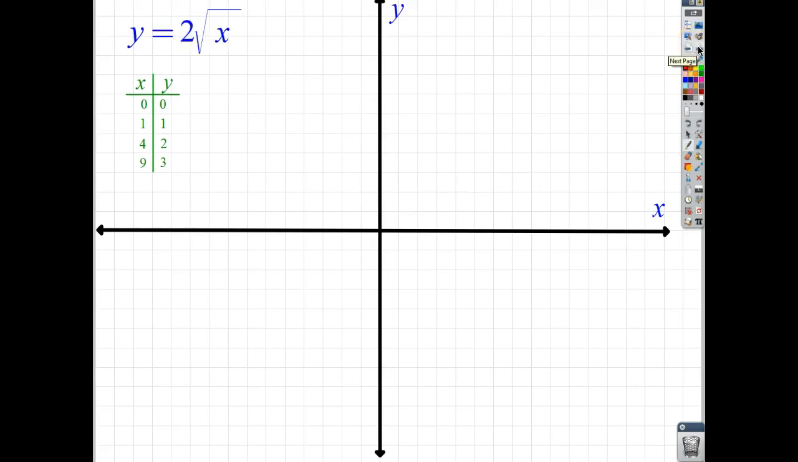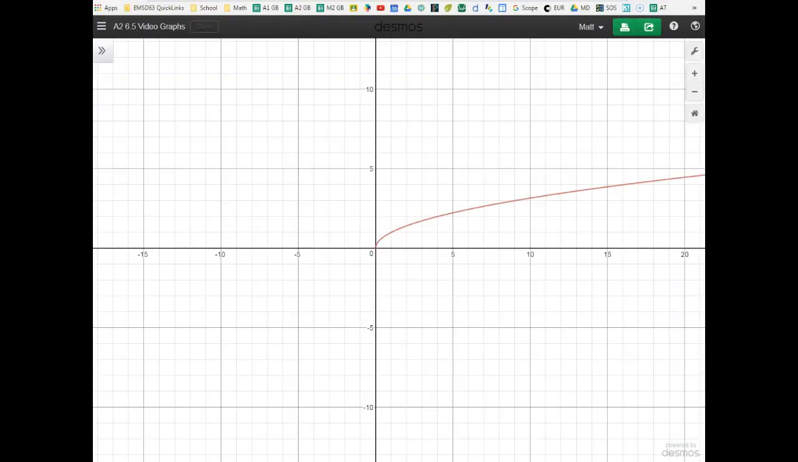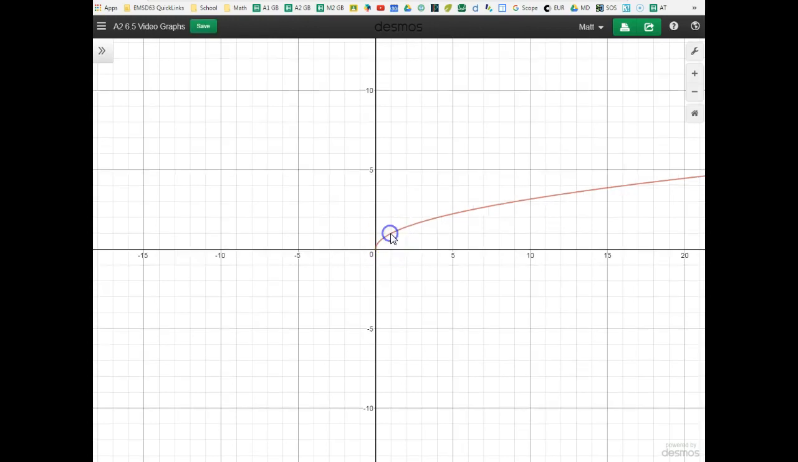What happens if I take 2 and multiply it by x? What I want to do here is bring up Desmos. This first one is y is equal to radical x. So I can look here and see some of my points. I've got 1 comma 1, 4 comma 2, 9 comma 3, and 16 comma 4, and on and on. And I've got 0 comma 0. So far, that's what it looks like.